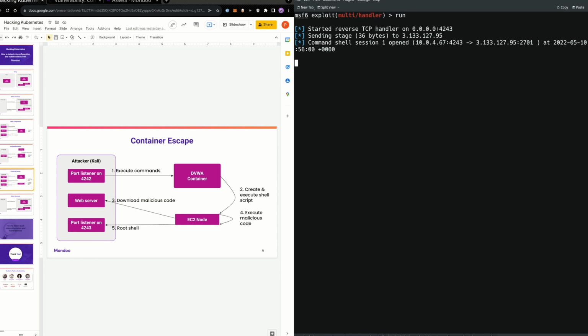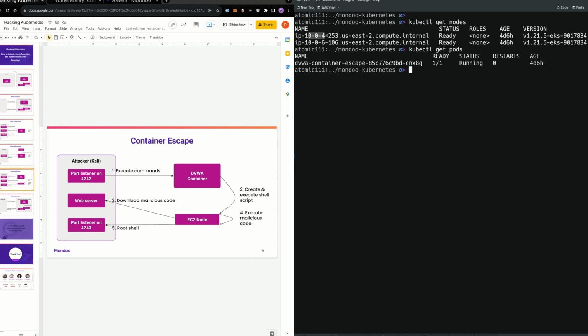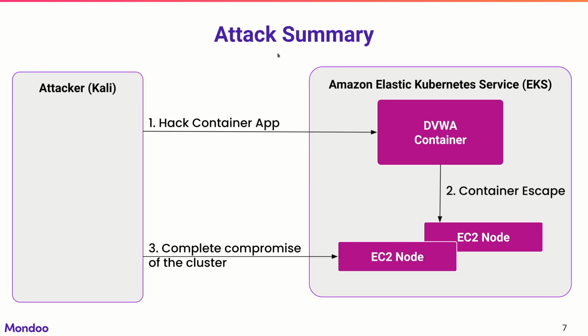And now check the hostname to know which EC2 instance I have compromised. I have compromised the EC2 instance 253. That's this Kubernetes node. Let's quickly summarize how I gained full control of the Kubernetes cluster. At first, I compromised a vulnerable web application and gained root privileges via an unpatched vulnerability. Then I performed a container escape via a misconfiguration within the Kubernetes cluster.